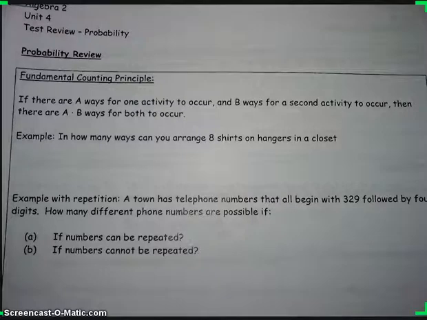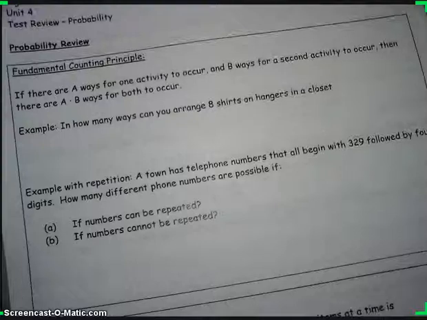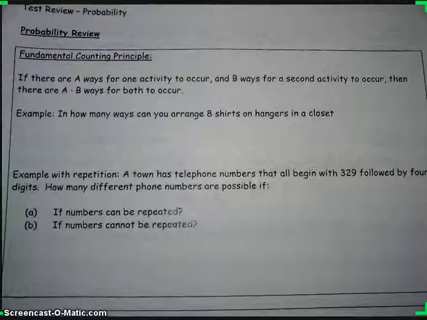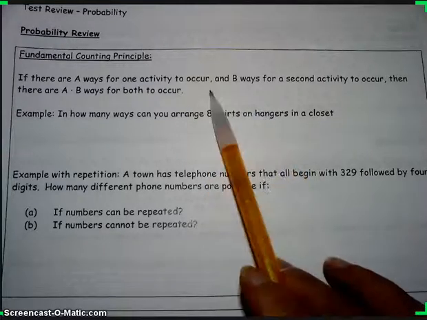Okay, class, this is for our notes for our probability review. The first thing we're going to look at is the fundamental counting principle. Remember, the fundamental counting principle says that if there's A ways for an activity to occur and B ways for the second to occur, then there are A times B ways to occur.